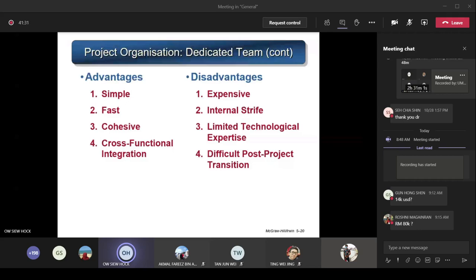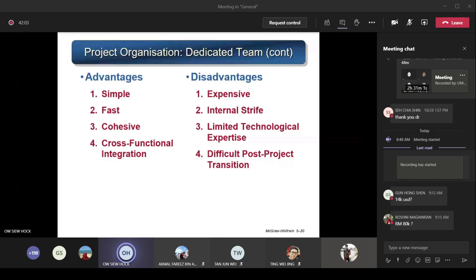The disadvantages: it is expensive, because the person is originally attached to a department. Now you pick the person to do another project, so that department will not have the staff. Maybe they have to get another staff to replace the person, because the person is already assigned to a specific project. There may also be internal strife. If you come from different departments or have different ideas, you may have arguments, because some will be quite senior, you know. So this thing can happen.